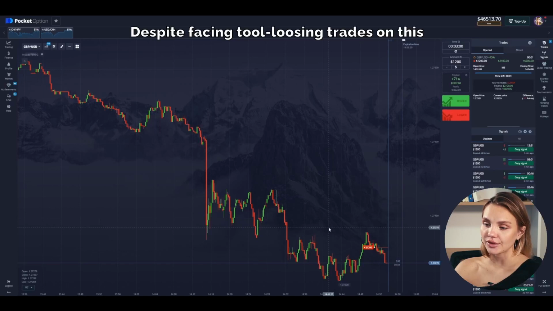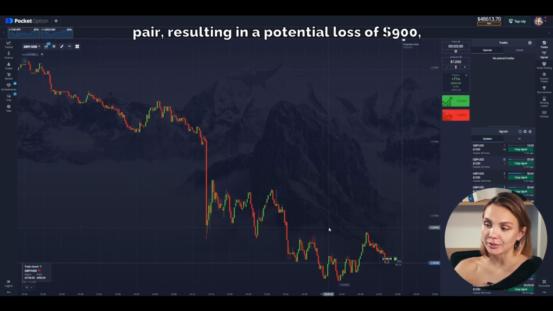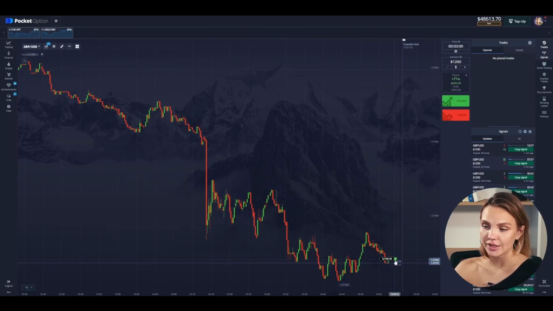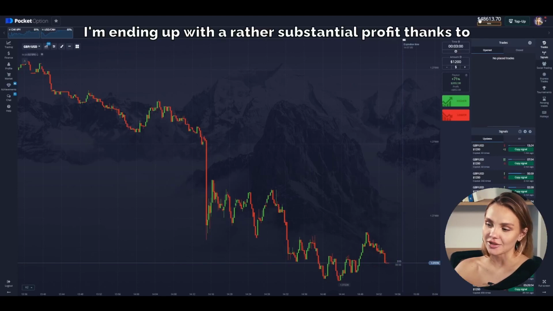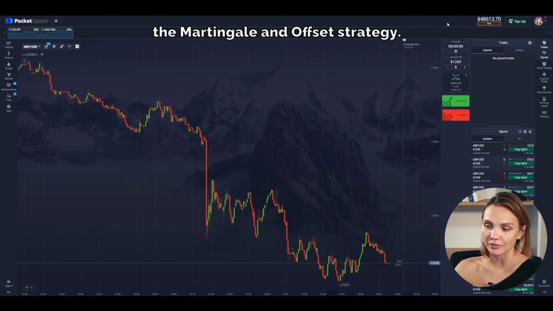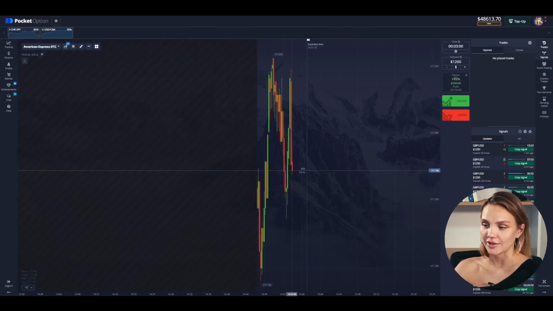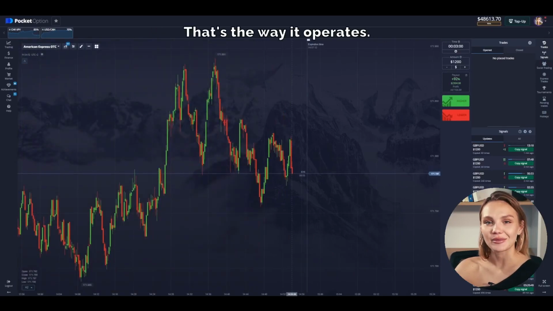Despite facing 2 losing trades on this pair, resulting in a potential loss of $900, I'm ending up with a rather substantial profit thanks to the martingale and offsetting strategy. That's the way it operates.